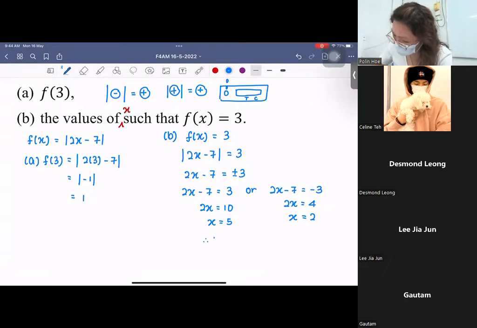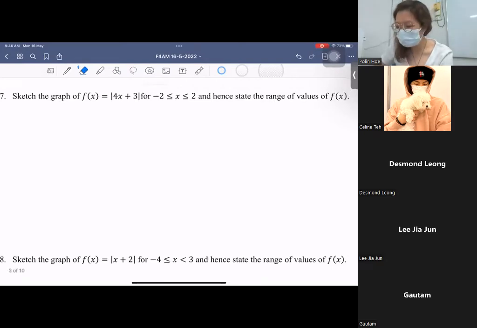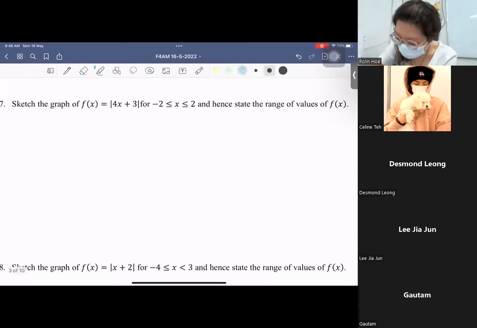Conclusion, please. x equals 2, or x equals 5. Sketch a graph of y equals 4x plus 3 for this domain, and hence state the range of f(x).